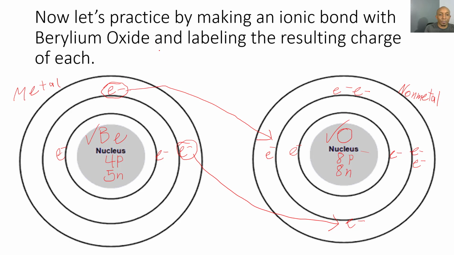So now let's take a look. Beryllium has 4 protons. It had 4 electrons, but now it has 2 electrons. So now beryllium has that +2 charge because it lost 2 electrons. And now let's look at oxygen. Oxygen had 8 protons. Well, it still does have 8 protons. And it had 8 electrons, but now it has 10 electrons. So now 8 minus 10 gives us a -2 charge.